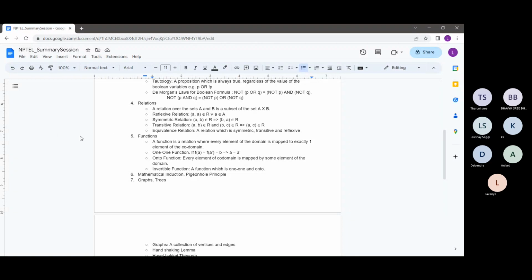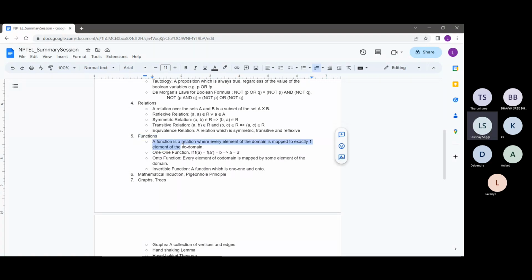And then came week 5. What we covered in week 5 was functions, basically. In week 4, we studied mostly relations, and now in week 5, we studied functions. Relations are a bit more general than functions, or you can say a function is a specific type of relation.